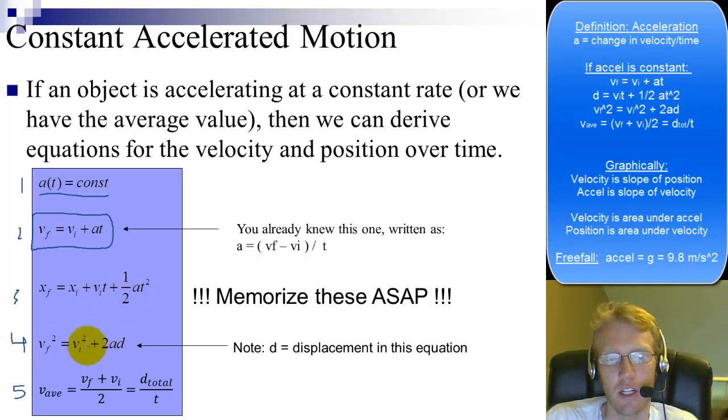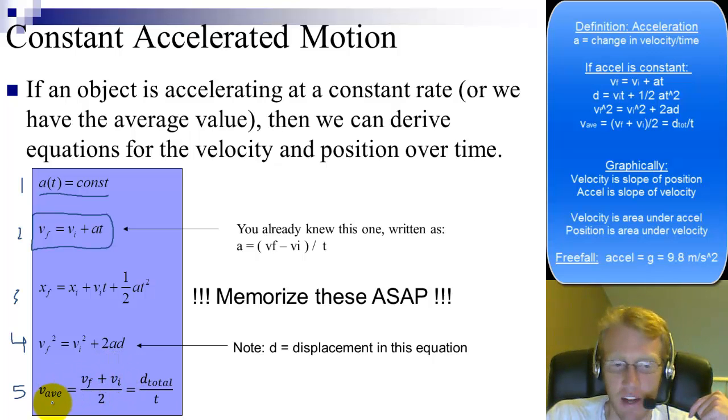This next equation is a combination of equations 2 and 3, which is solved by eliminating time. So v final squared equals v initial squared plus 2ad. D here is the displacement. In all these equations, we're assuming linear motion, so you're just moving in a straight line, and d is the displacement. V average, finally, is v final plus v initial over 2. That's just the definition of any average, but it's also the total distance over time.